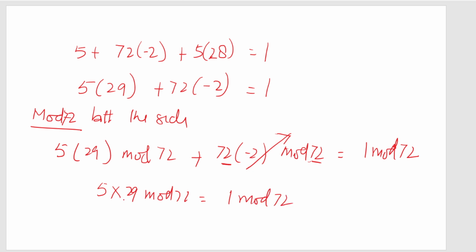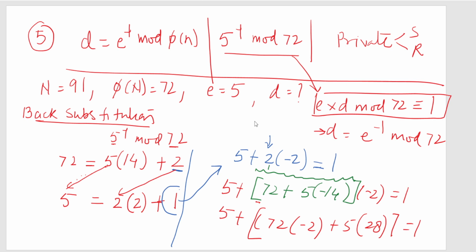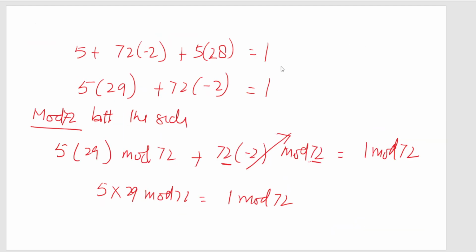So we can see the initial equation that we have here. It says 5 times something mod 72 should be equal to 1. Now if you see both the equations, you can easily correlate that this is the value of D. So we find out the value of D as well. The value of D comes out to be 29.